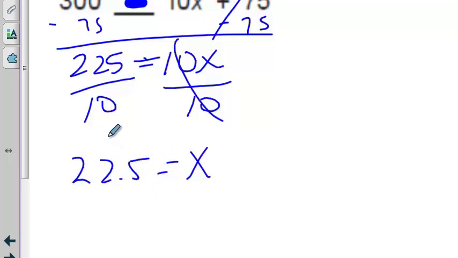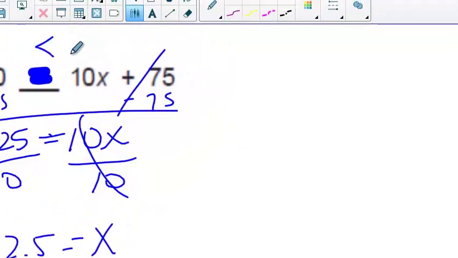I can't have a half a week. She only gets her allowance once a week. She's not going to get it midway through the week. So it has to be that this side is greater than this side, or that 300 is less than what she saved. So our correct answer here is less than. Okay.